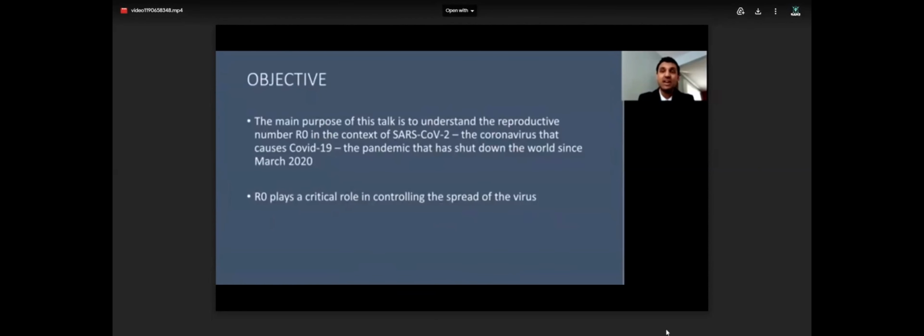In the past year and a half, a plethora of literature has been generated to advance our understanding and knowledge of coronaviruses and the diseases they are capable of causing. This short commentary is about understanding the reproductive number R0 in the context of SARS-CoV-2 virus and COVID-19, the disease it causes, spreading a pandemic that has brought the world to its knees.